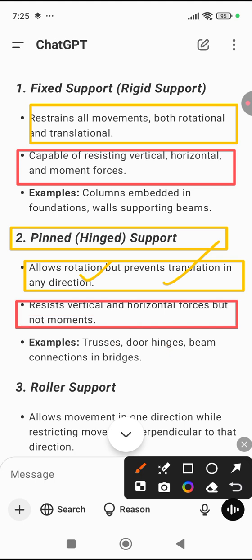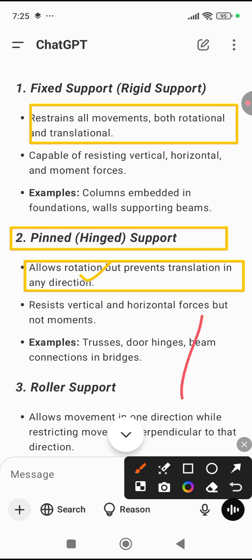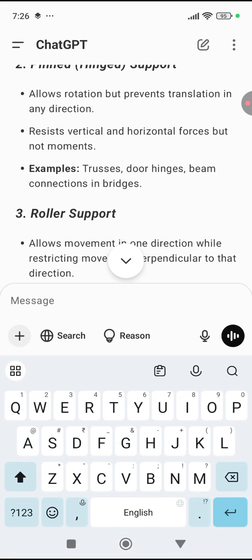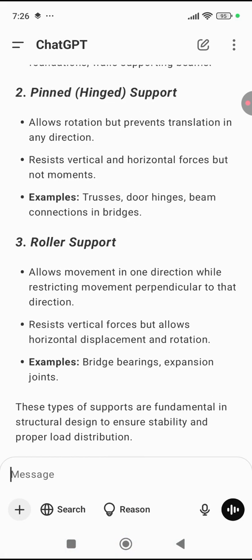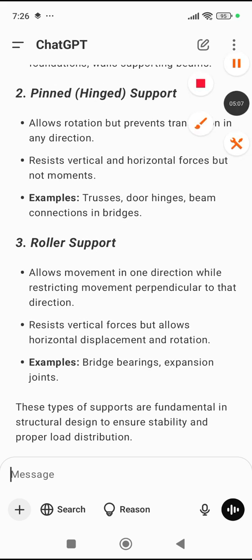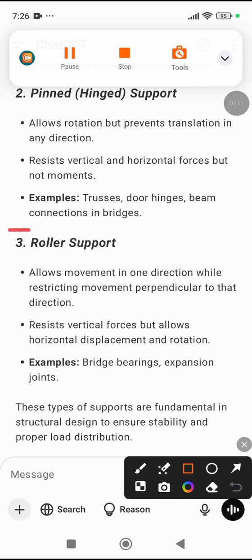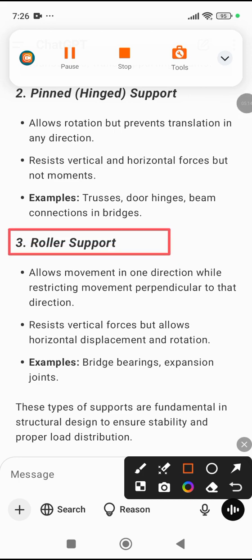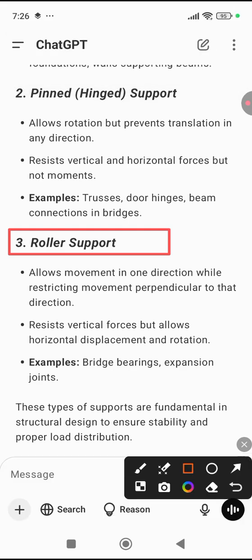Now let's talk about the third one, which is roller support. In roller support, we have different examples like bridge bearings and expansion joints. These are the examples of roller support. If you can imagine the roller support on bridge bearings and expansion joints, then you can easily understand the features of the roller support.